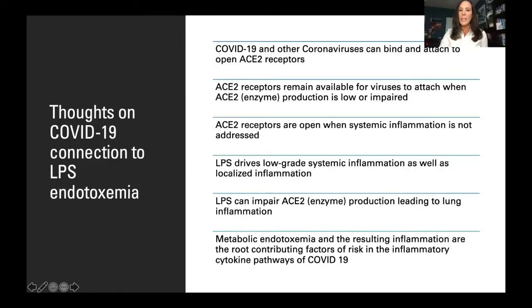So thoughts on the coronavirus are that it can bind to the receptors, as is well established. When these receptors remain available for viruses to attach, enzyme production is low or impaired. But when the receptors are open, if systemic inflammation is not addressed, that LPS, low-grade systemic inflammation, probably drives this whole process, because we see such a high correlation with the diseases that are associated with LPS endotoxemia and LPS activation and the cytokine response, and actually the worsening of coronavirus outcomes. So I'm wondering if the LPS can impair ACE2 enzyme production, leading to lung inflammation or inflammation of other tissues, and if metabolic endotoxemia and the resulting inflammation are the root contributing factors in the risk.